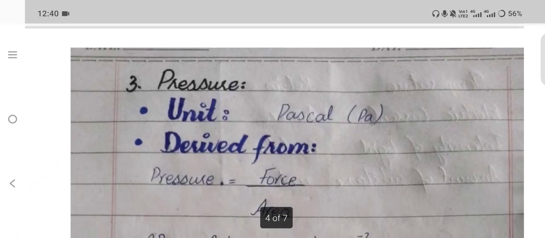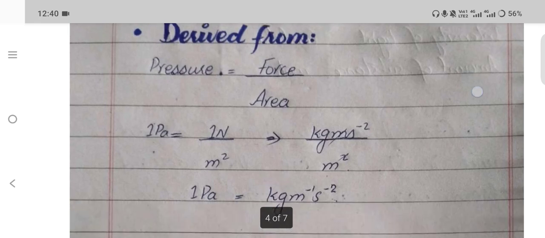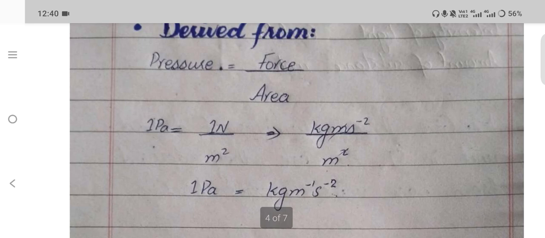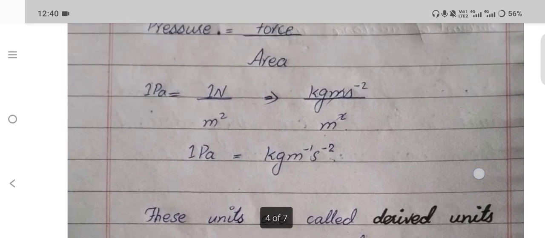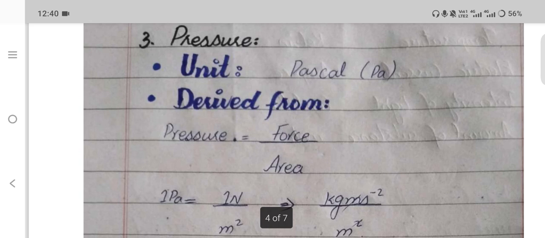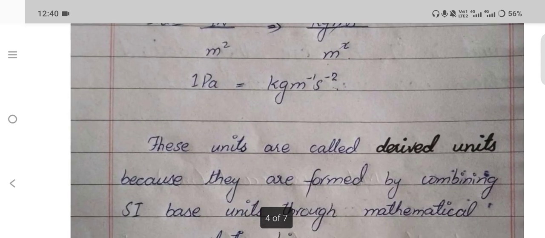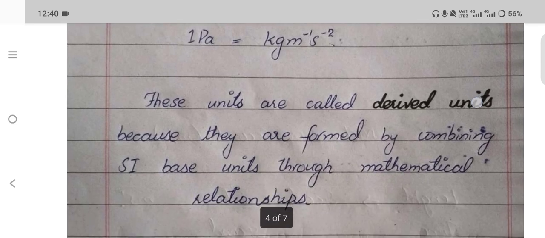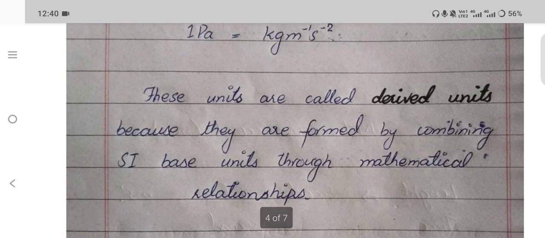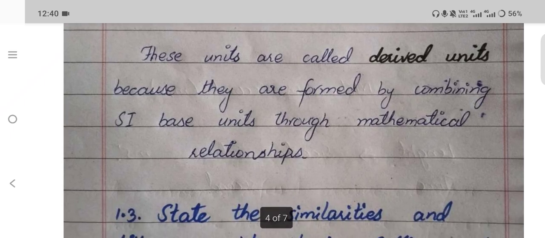Then we have pressure. The unit of pressure is Pascal, and it is derived from force and area. 1 Pascal is 1 Newton per square meter, and we can write it as 1 kilogram per meter per second squared. That's the unit of pressure. The units are called derived units because they are formed by combining SI base units through mathematical relations. You can understand what I want to say.